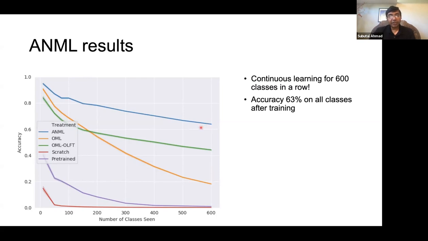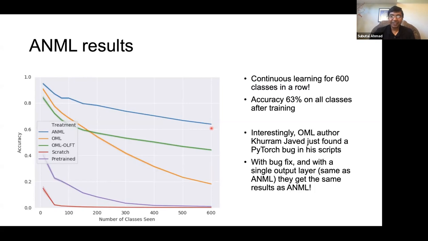So this is quite impressive that they were able to learn 600 classes. One really interesting twist to all this that I just learned recently, I was in touch with Khurram Javed, who did the OML. He just found a PyTorch bug in his scripts. As we know, writing these continuous learning things in PyTorch is really tricky. I think he didn't accumulate the gradients quite correctly. After he fixed the bug, if he puts a single output layer, so it mimics the OML and the ANML setup, he gets the same results as ANML.